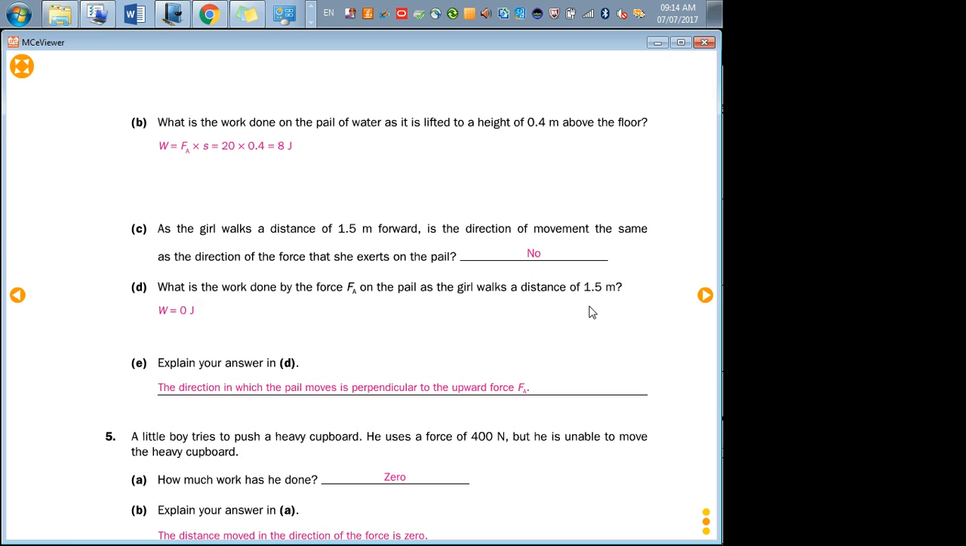So right now she is holding a pail of water, exerting a force of 20 newtons upwards, but now she is walking forward. Is there any motion upwards? Don't have, right? So force of 20 newtons times 0, that will be the work done. And the answer will be 0. So right now, work done equals FA times 0 equals 0 joules. Don't skip the step. Work done equals FA times 0 equals 0 joules.